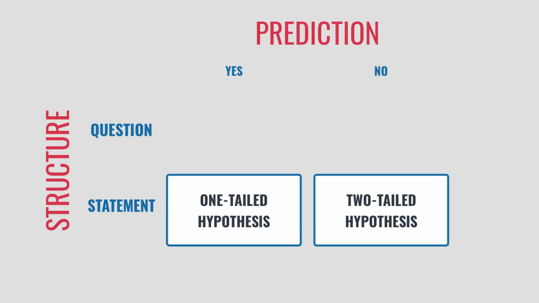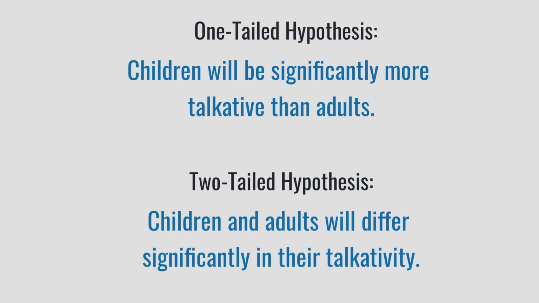Now let's discuss hypotheses. There are 2 types of hypotheses, one-tailed and two-tailed. Both are phrased as statements. A one-tailed hypothesis makes a specific prediction, while a two-tailed hypothesis makes a prediction but not a specific one. An example will help us understand the difference between these 2 types.